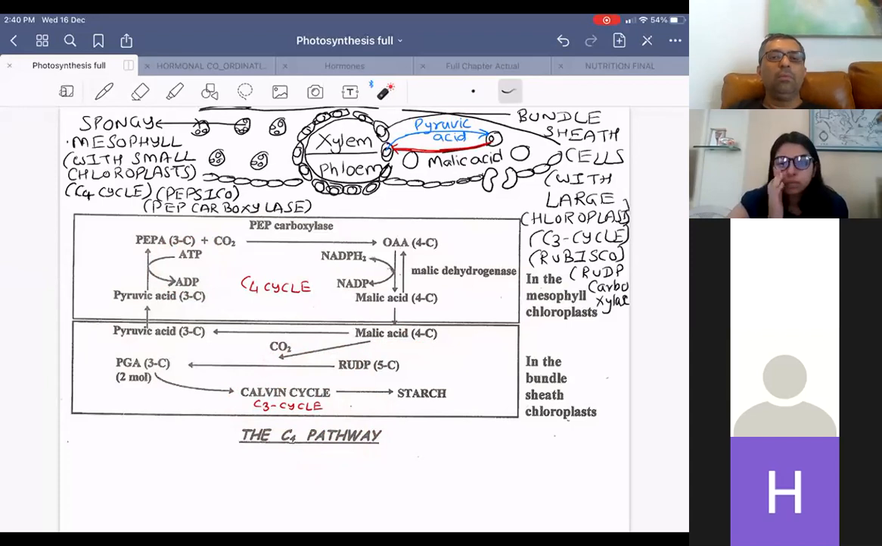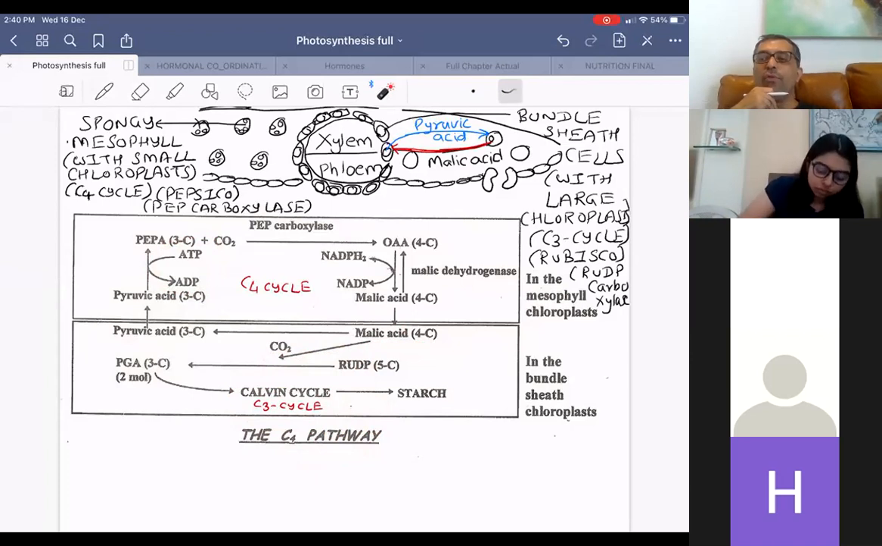Then, sir, in non-cyclic photophosphorylation, no water is formed, right? Yeah, because we have to now follow the NCERT statement.